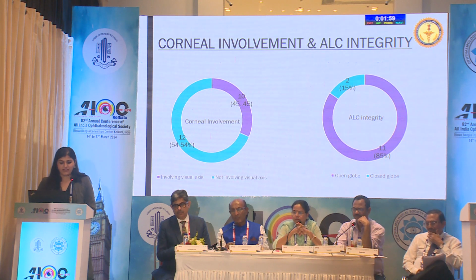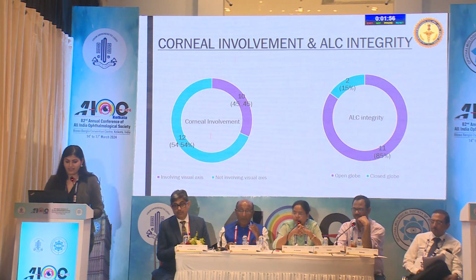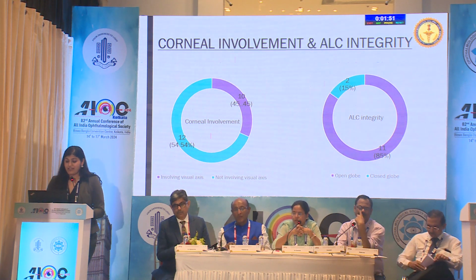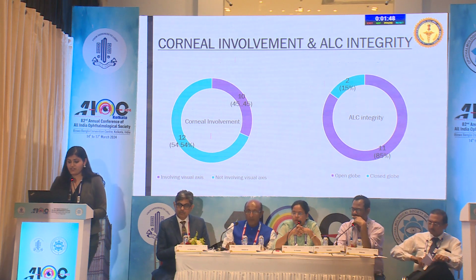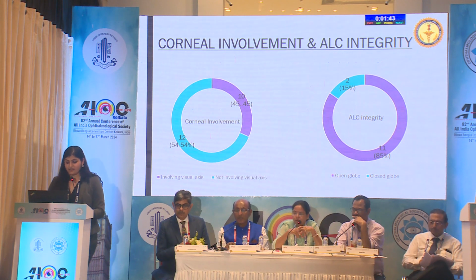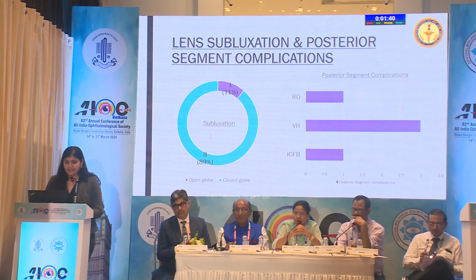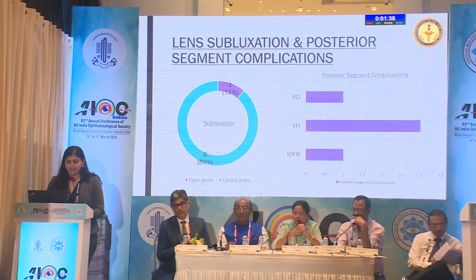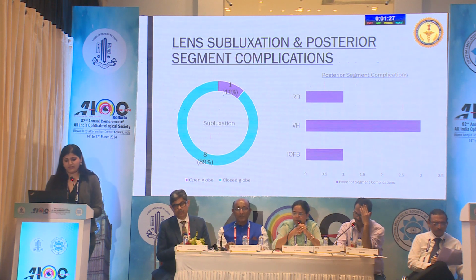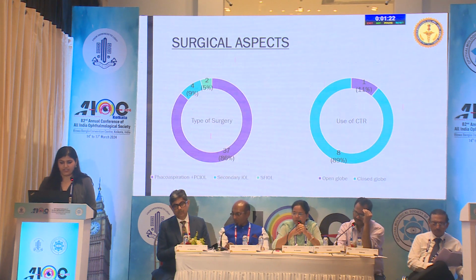Corneal involvement was seen in 54% of cases involving the visual axis, and 45% of cases away from the visual axis. Anterior lens capsule integrity was breached mostly in open globe cases, which was 85%, and in closed globe it was 15%. Lens subluxation and posterior segment complications are tabulated here. Subluxated lens was seen in 8 cases in closed globe injury, and in a single case in open globe. Posterior segment complications that we came across were a single case with retinal detachment, 3 cases with vitreous hemorrhage, and 1 case with intraocular foreign body.